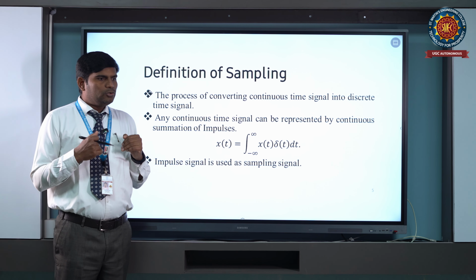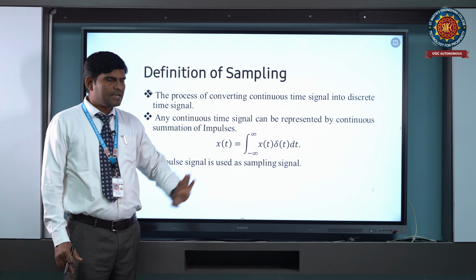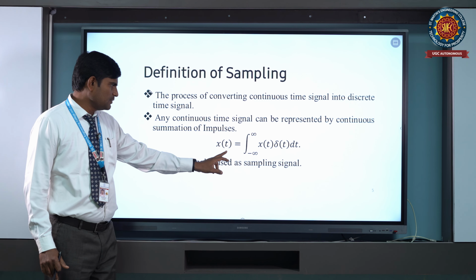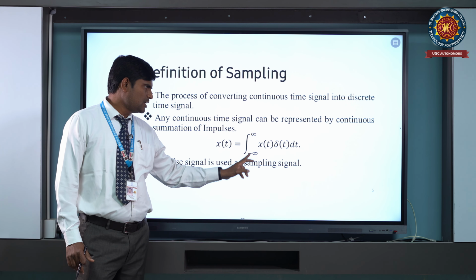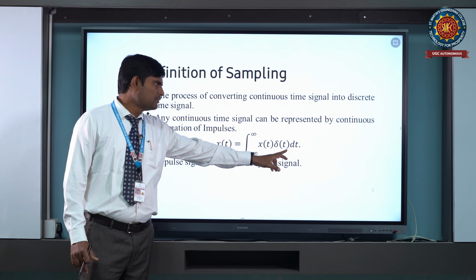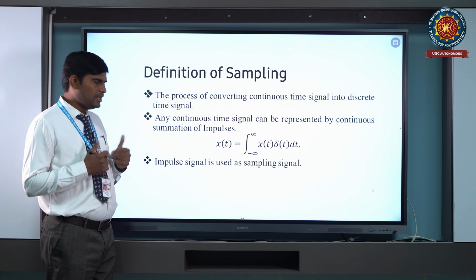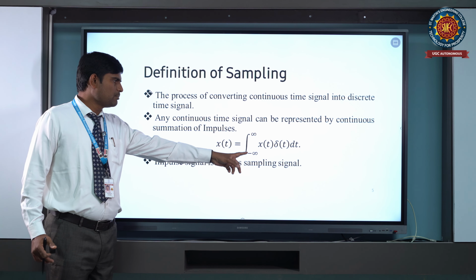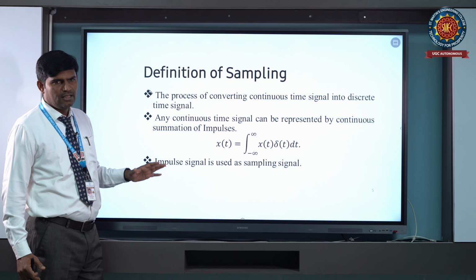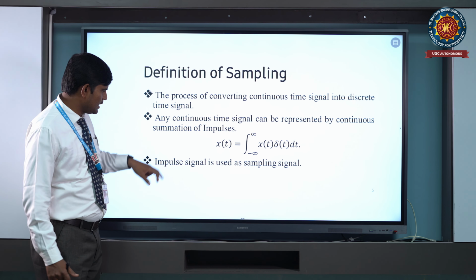Now, coming to the mathematical approach of the sampling theorem, any continuous time signal can be represented by a continuous summation of impulses. Any signal x(t) equals the integral from minus infinity to plus infinity, that is the duration of the signal's existence, of x(t) into δ(t) dt, where δ(t) indicates the impulse signal. So we can represent any arbitrary signal with a continuous summation of impulses. That property of the impulse signal enables us to convert a continuous time signal to a discrete time signal mathematically.